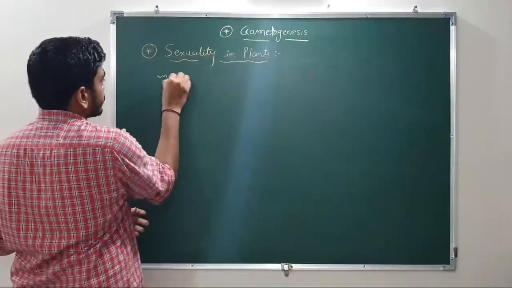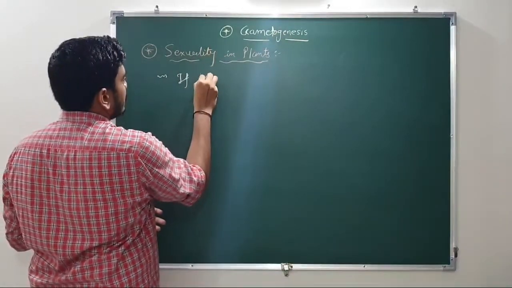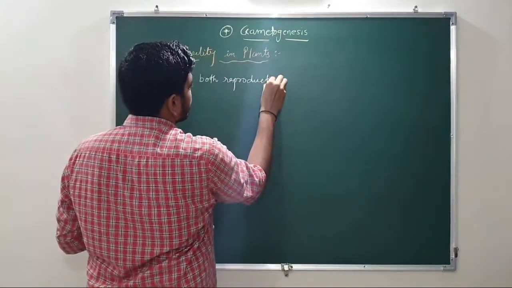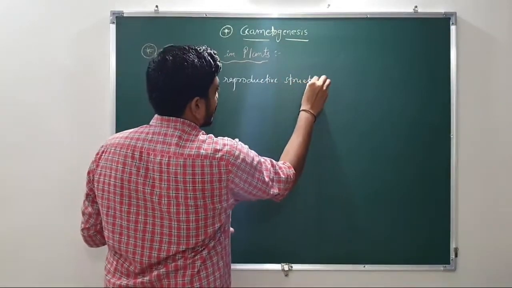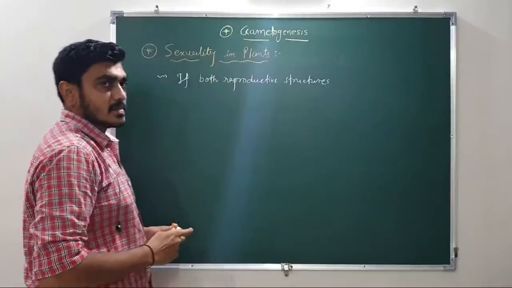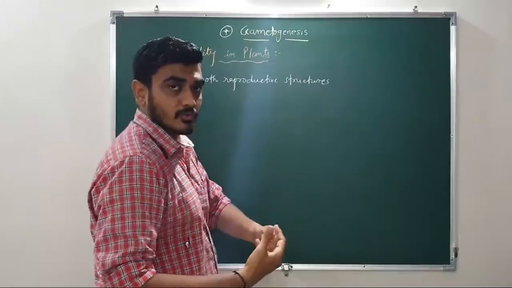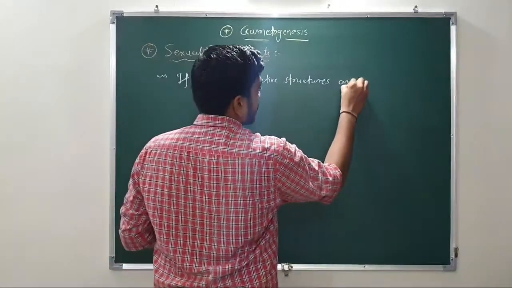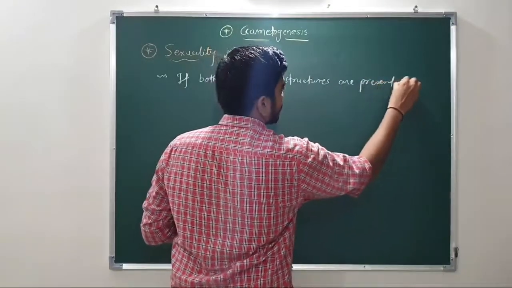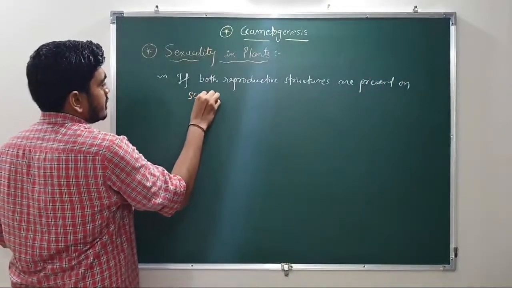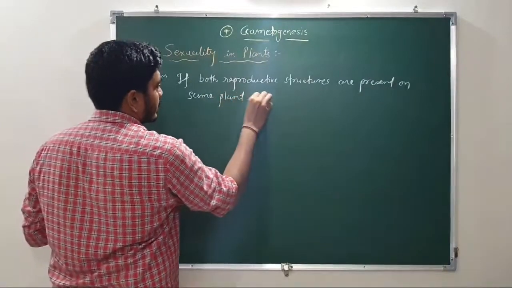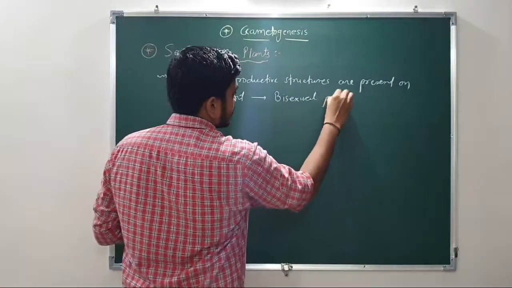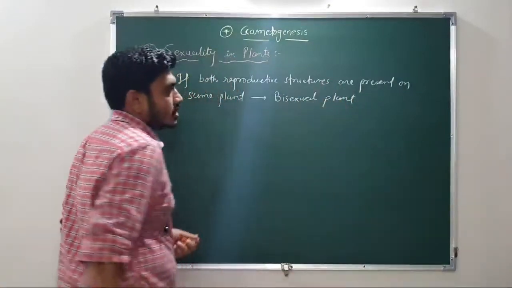So here, if both reproductive structures, meaning the reproductive structures which are responsible for the formation of male gametes and female gametes, are present on the same plant, then that is known as a bisexual plant.